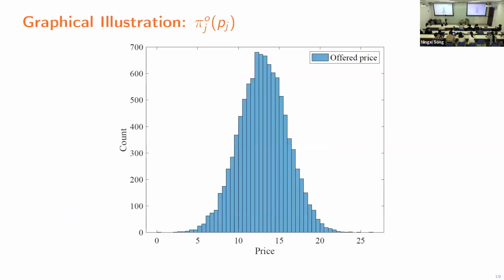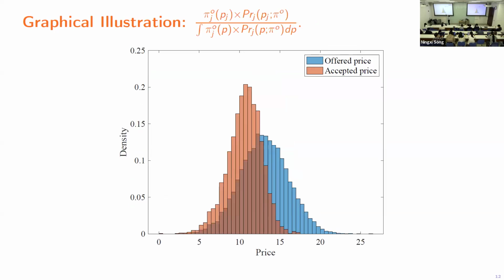I just mentioned that I'm a consumer who prefers lower prices, so I accept these prices with different probability. But if you multiply this histogram by that probability, you get the proportion of the offers that I accept. This is just a multiplication of the offer price histogram with the probability I just mentioned. Then I can normalize this transaction proportion to get a proper density function, and this is the transaction price distribution we observe in the data.